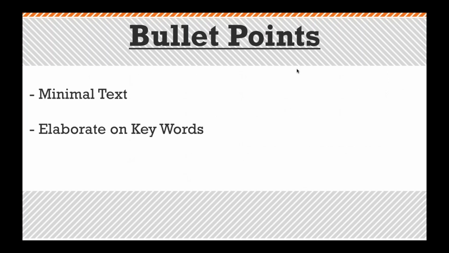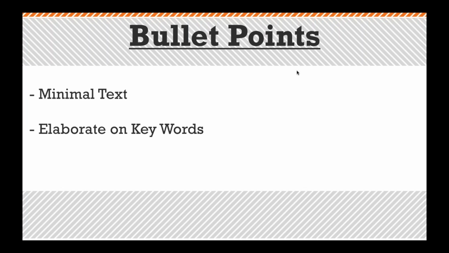So when it does come to bullet points, if you are going to use them, which you don't have to, but if you're going to, minimal text, keywords, okay? And then elaborate on those keywords in your speech and what you're saying. And then, like we talked about before, revealing one bullet point at a time to control the audience's attention on the topic or the specific point that you want them to focus on at that time. But you don't even need to do this.